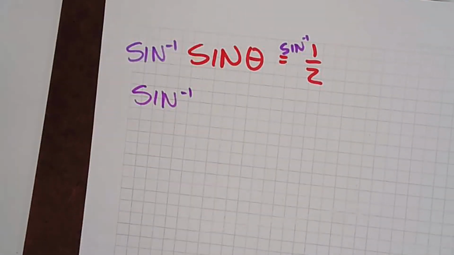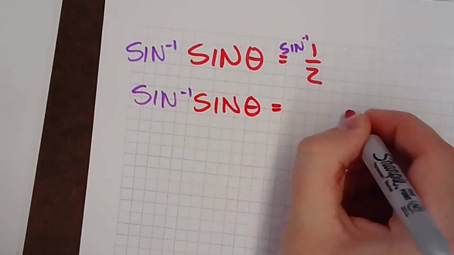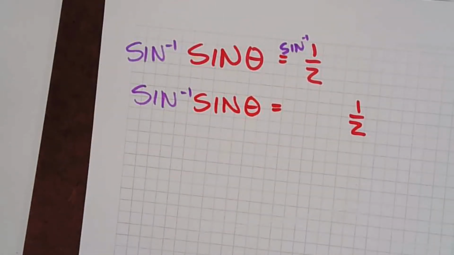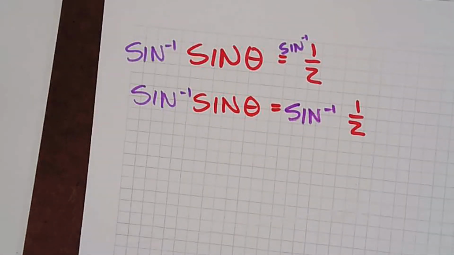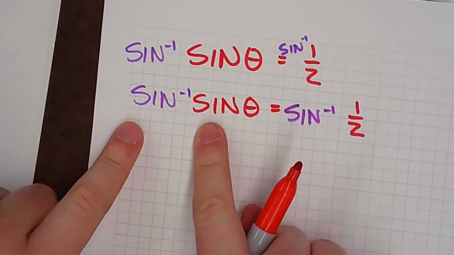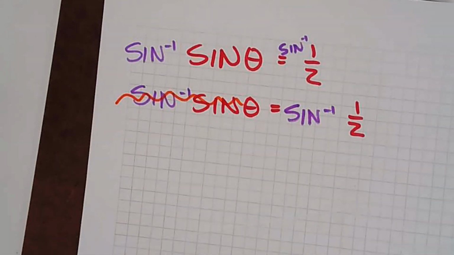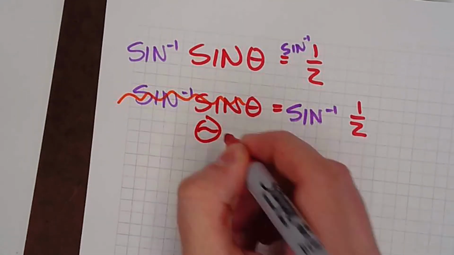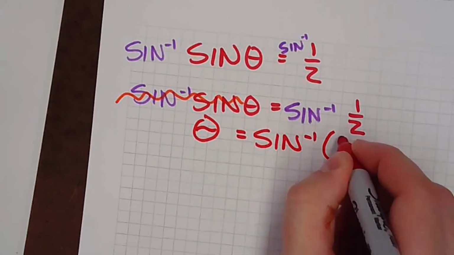So again, to write this more clearly, here's what I did. I took the original problem, which is in red, and I did sine inverse to it. And what happens when sine inverse does something to sine? It goes away, because they are inverse operations. They undo each other, like multiplication, division, addition, and subtraction. And we get theta equals whatever the sine inverse is of a half.